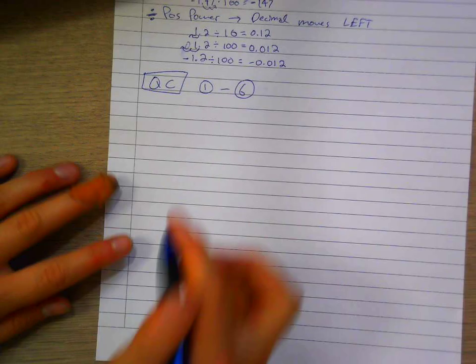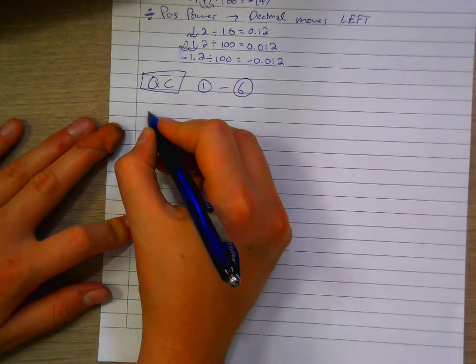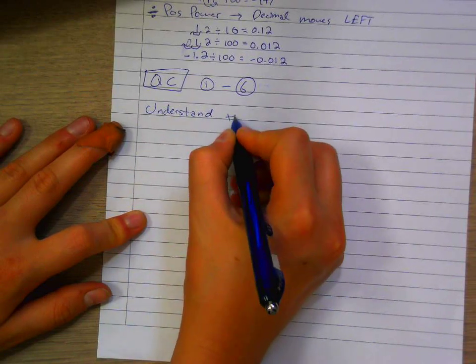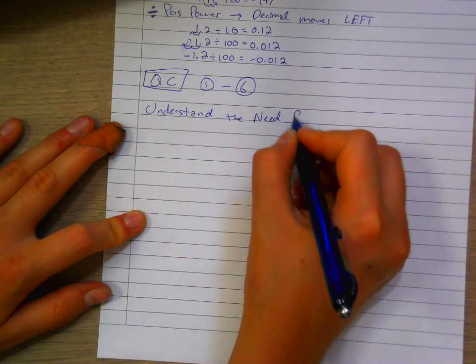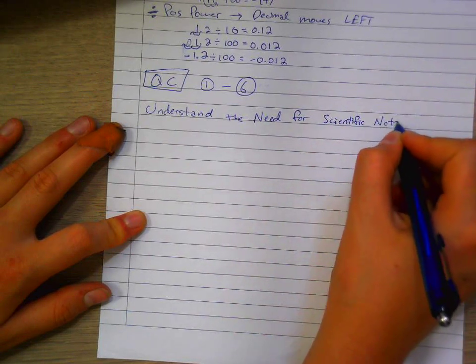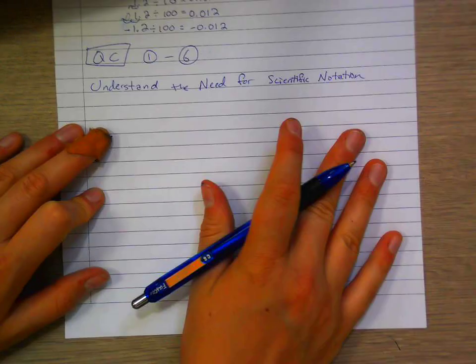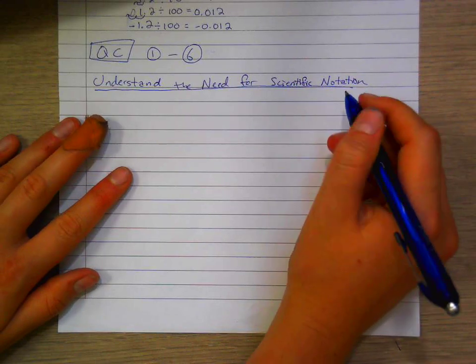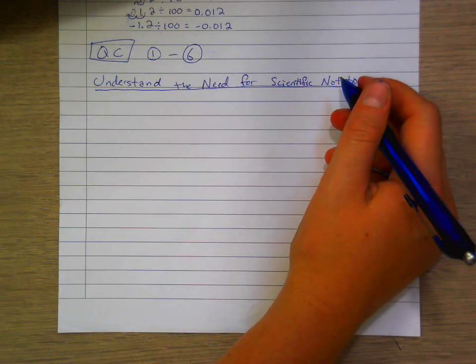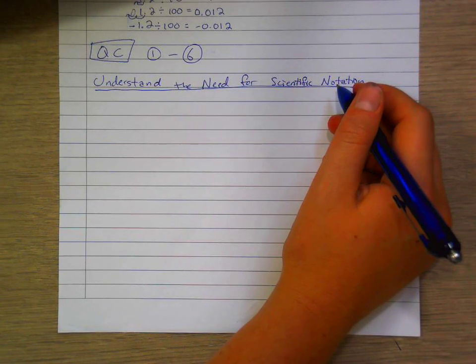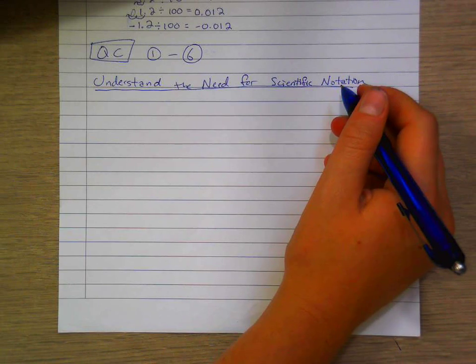So in 2.1, it starts out, understand the need for scientific notation. We already mentioned this a little bit when we talked about the stars and how far away they are. And in your book, you can see there's a picture of the Earth, and it is 380 million meters from the moon. So astronomers have to work with really big numbers. Light from the moon travels to Earth at a speed of 300 million meters per second.